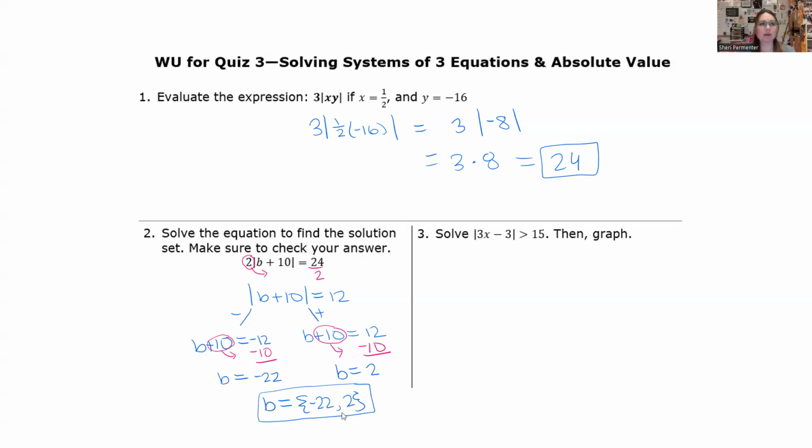You could check your answer by plugging them in. If I plugged in negative 22, I get negative 22 plus 10, so I get negative 12. Well, the absolute value of negative 12 is positive 12, and 12 times 2 is 24. That solution works. If I put 2 in there, 2 plus 10 is 12, and the absolute value of positive 12 is still positive 12. 12 times 2 is 24. That one also works. So you can always, again, work backwards and check answers. It is a multiple choice test. Show me work for that and you can get credit too.